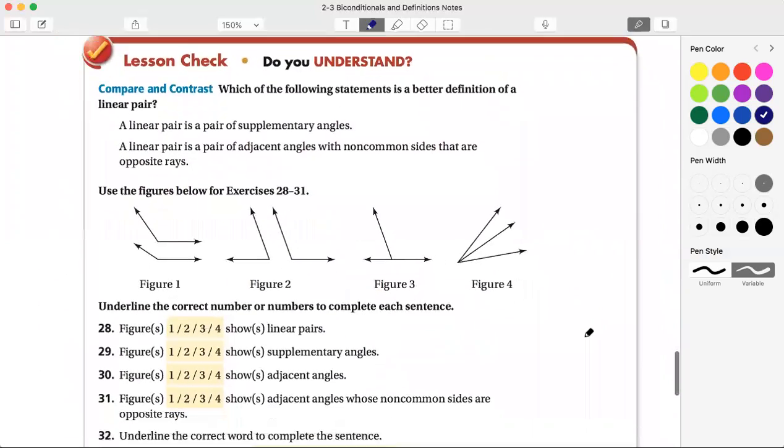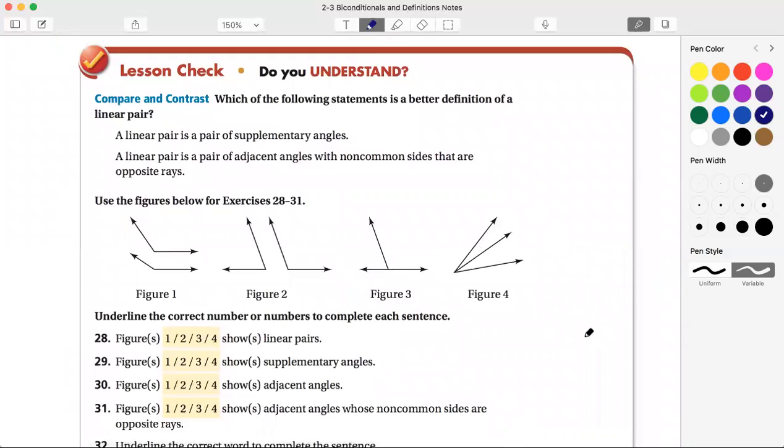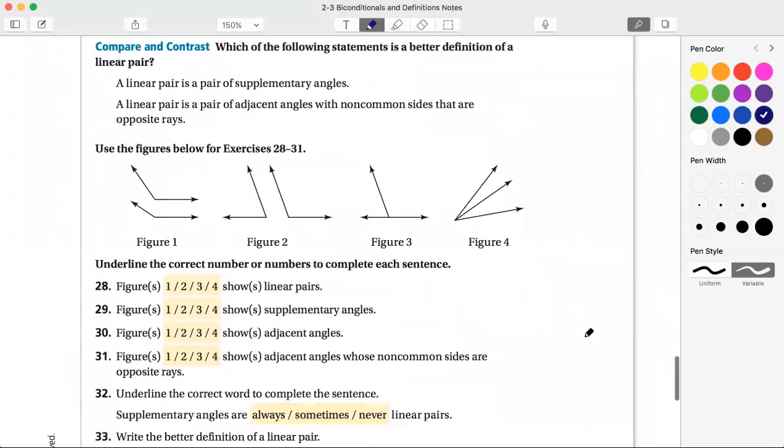Okay, so did we understand here? Compare and contrast which of the following statements is a better definition of a linear pair. A linear pair is a pair of supplementary angles, or a linear pair is a pair of adjacent angles with non-common sides that are opposite rays. Well, I think the first one is not exactly a good definition, is it? So let's figure out why. Let's underline the correct numbers to complete each sentence. Which figures show a linear pair? Which ones form a straight line? Figure 3.